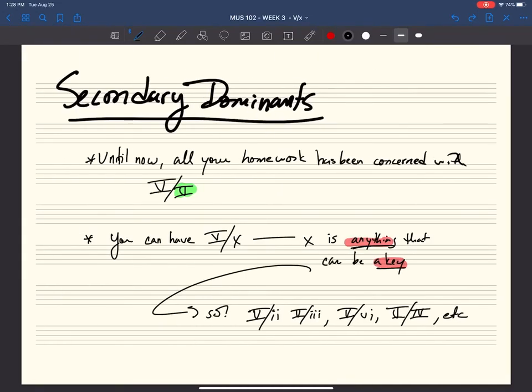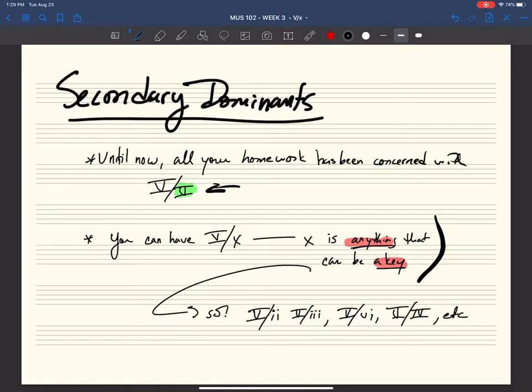Until now, all of your homework has been concerned with 5s of 5, right? It's this idea that you have a secondary dominant of something of 5. Well, really, it doesn't have to work like that, right? You can have 5 of X, where X can be anything that can be a key. This is just a good way to think about it. You're tonicizing something. It's another word I've used a few times, right? You're not modulating. We're not going to another key, but we're tonicizing a key.